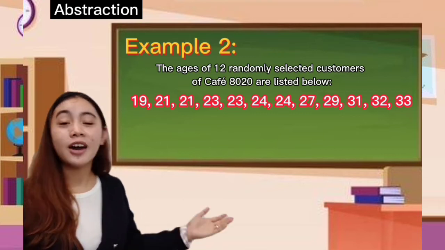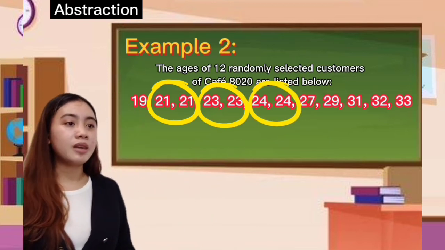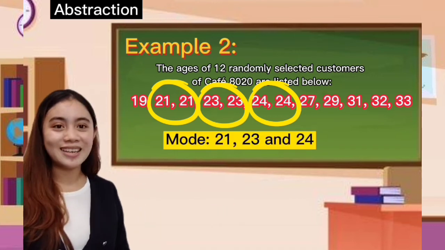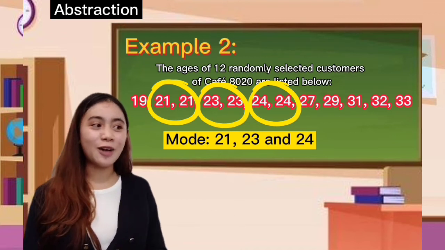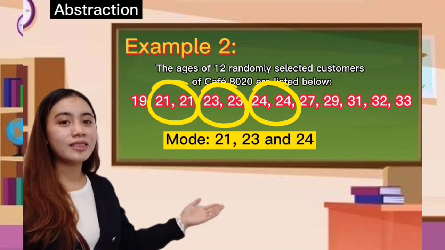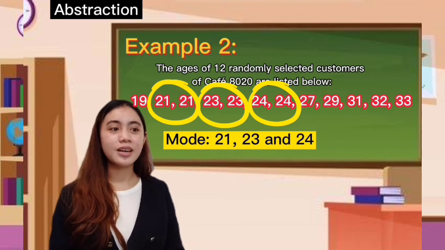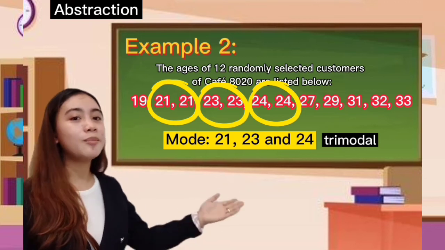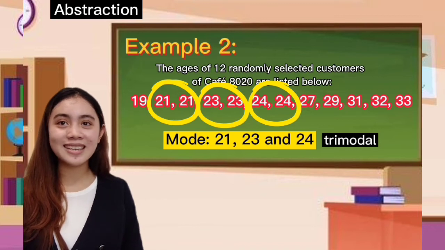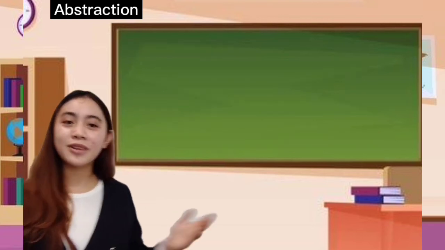Okay. In the above data set, the numbers 21, 23, and 24 appear twice. Since these three appear with the greatest frequency, then they are the mode of the data set. Thank you, Nina. You may now take your seat. And what mode do we call this? Yes, Cedric? Very good. It is trimodal because there are 3. If it is 4 or more, what is it? Very good. It is multimodal. Is everything clear, class?